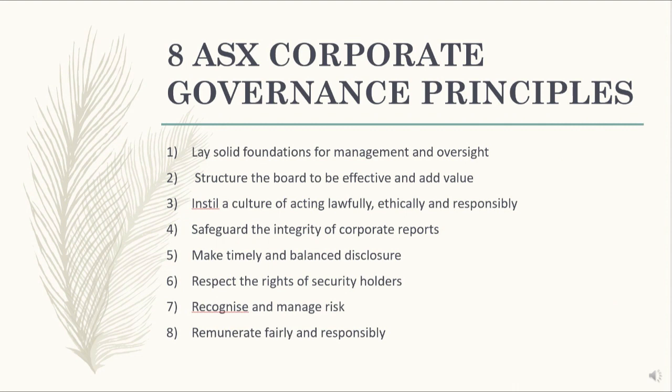Here are the 8 ASX Corporate Governance Principles. Today we are going to use 3 of them, which are number 4, safeguard the integrity of corporate reports, number 6, respect the rights of security holders, and number 7, recognize and manage risk.